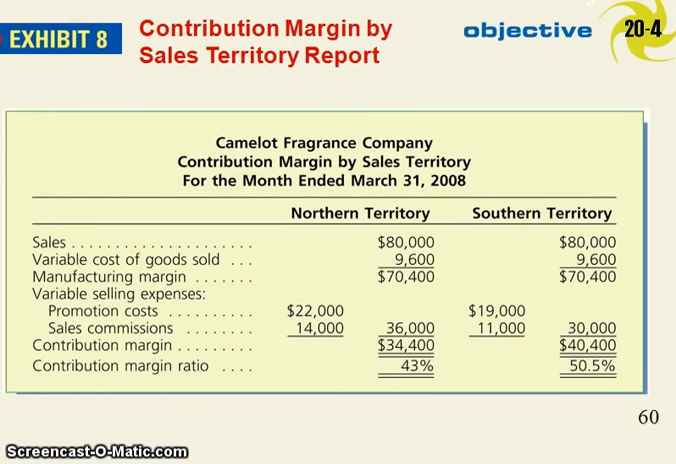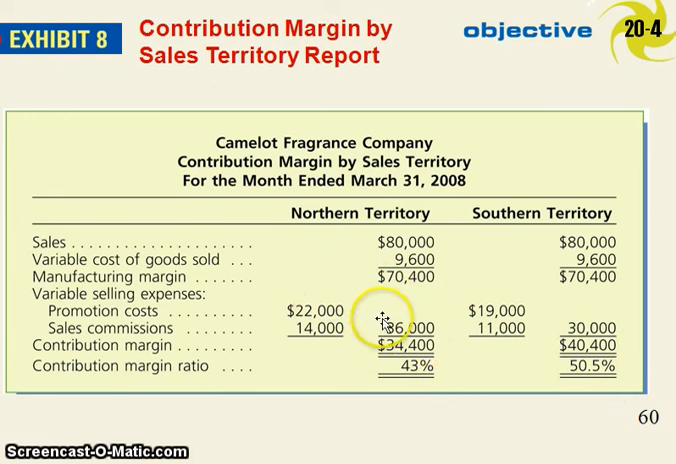Let's look at the Camelot contribution margin by sales territory. What we're going to do is take the data from the previous page and ask how much are we selling in the Northern, how much are we selling in the Southern Territory? Well, we've got $80,000 in sales. Our variable cost of goods sold is the same. But again, here's where I'm pointing out to you that the Northern Territory has a lot more variable selling expenses than the Southern Territory. So they're making the sales, and the Southern Territory is actually earning more money on the sales than the Northern Territory is.